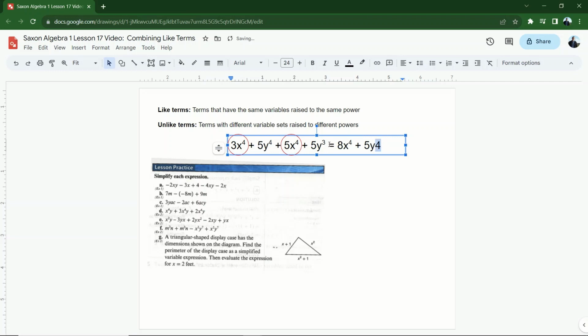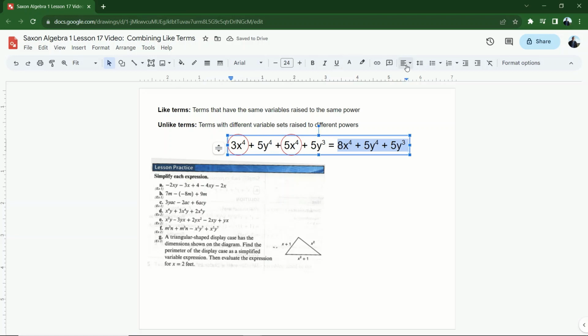I can't change 5y to the fourth because I have nothing that I can add to it. And then plus 5y to the third. And again, I can't change 5y to the third because there's nothing I'm adding to it. This is my final expression.